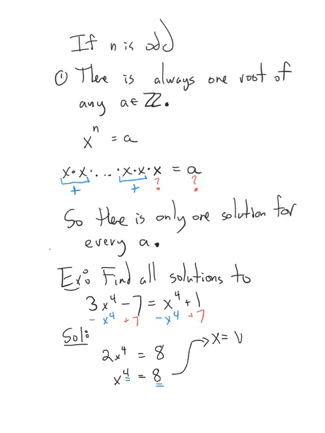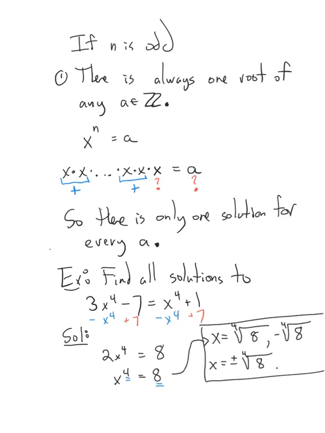So our solutions are going to be, we'll just write it like this. X can be the 4th root of 8 and negative the 4th root of 8. Another way of writing it, if you like, is you could write plus minus the 4th root of 8. Both ways are saying the same thing. The second one's just a little more encapsulated. So a couple more quick examples.